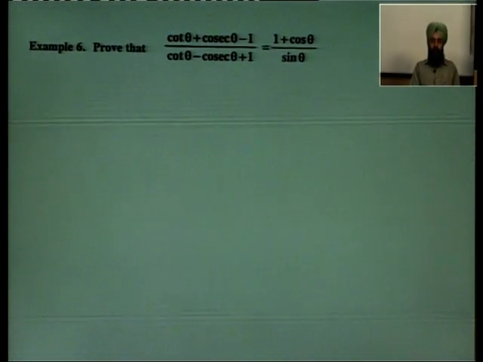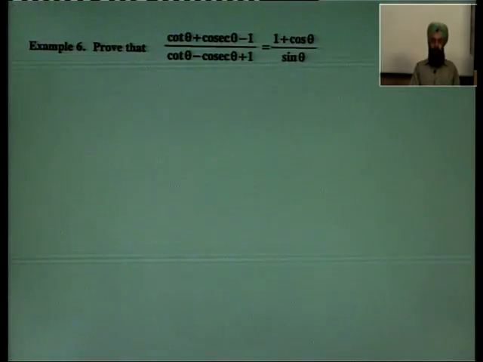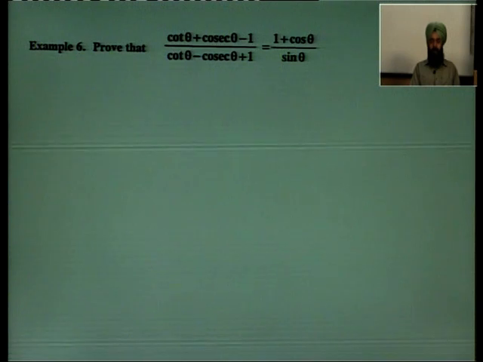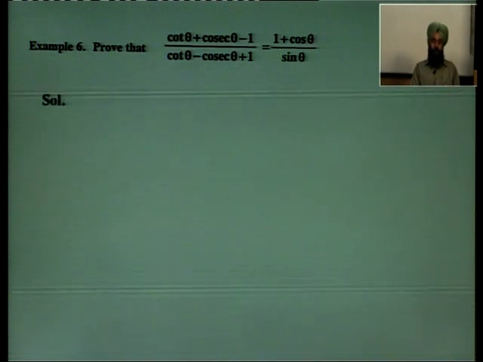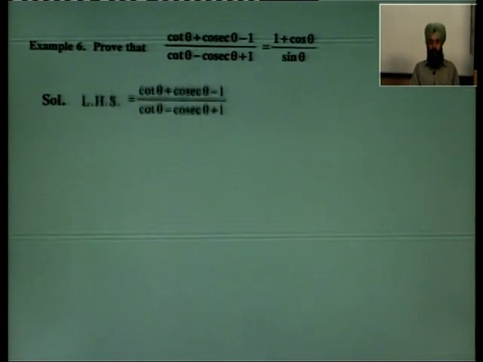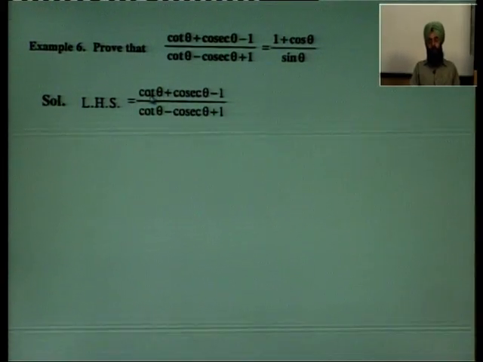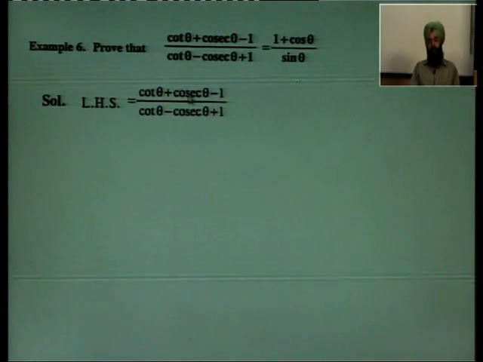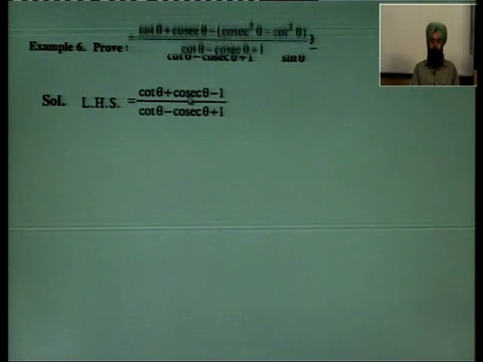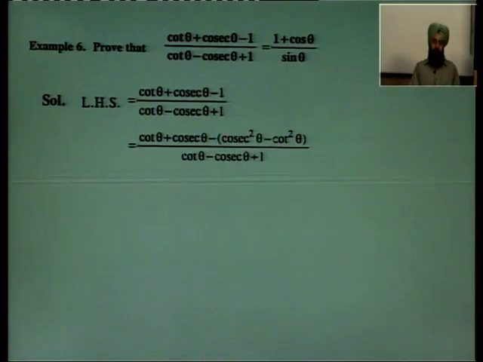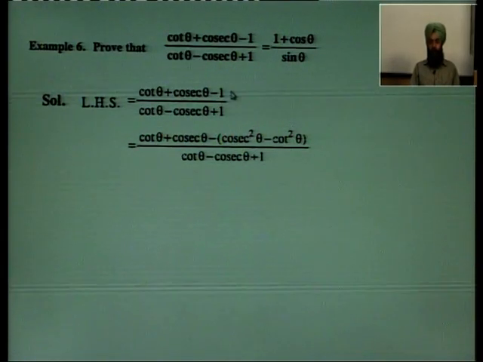Our next example is we have to prove that cot theta plus cosecant theta minus 1 over cot theta minus cosecant theta plus 1 is equal to 1 plus cos theta over sin theta. We can take left hand side and we can write cot theta as cos theta over sin theta and cosecant theta as 1 over sin theta in this example. Or another method is we can put the value of 1.